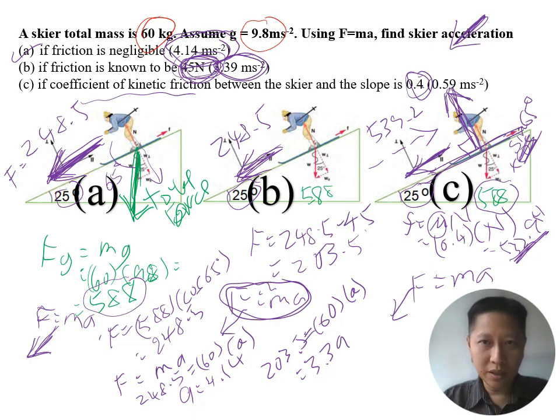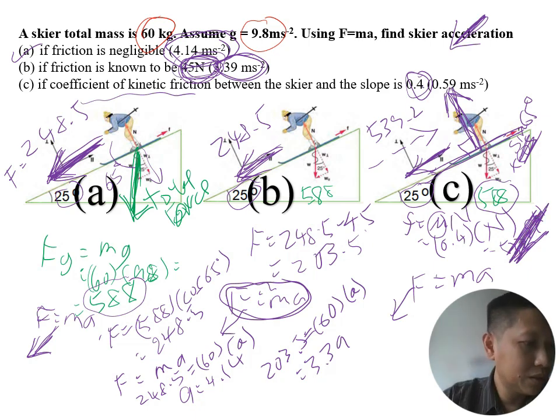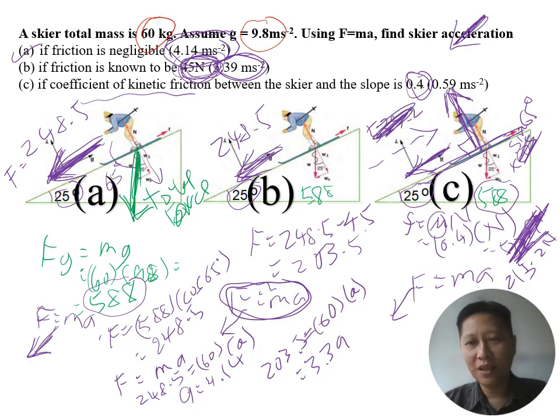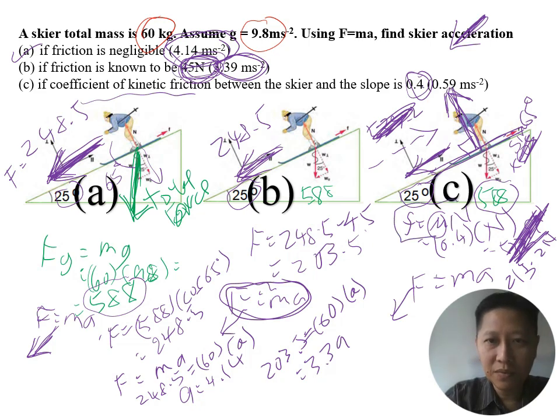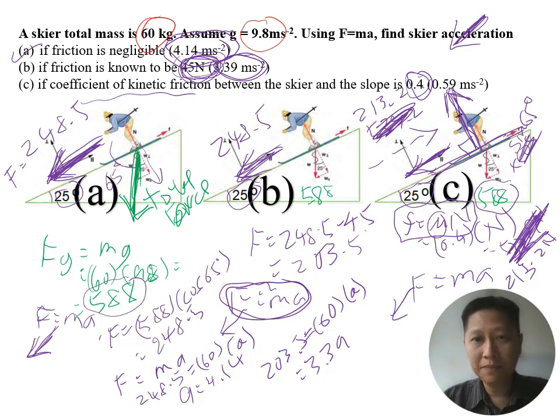Let me check. I think there's some mistake here. Okay, 0.4 times 588 times sine 65. Sorry, I calculated wrongly. It's supposed to be 213.2 newtons, not so huge. So after the calculation using this formula to find the friction, there is a total of 213.2 newtons against the skier.